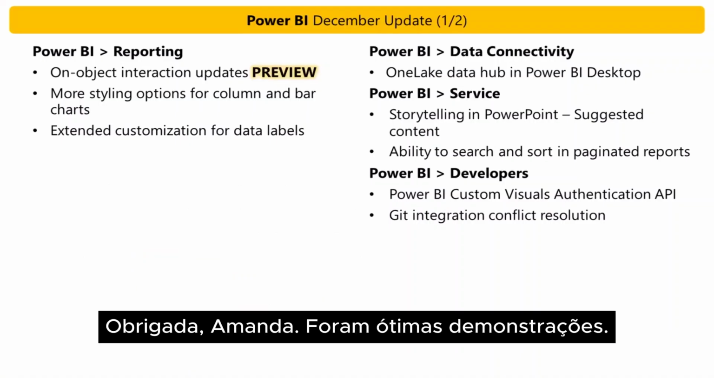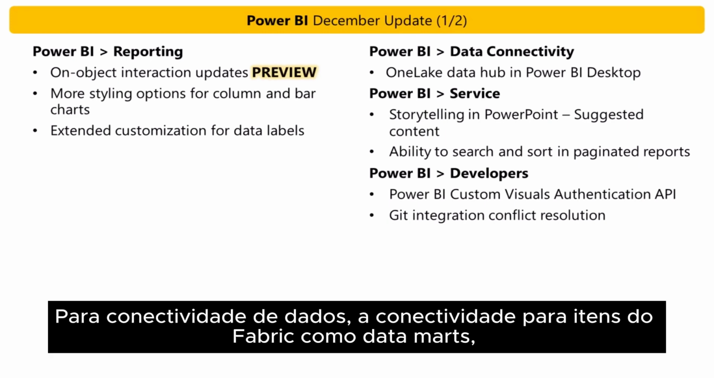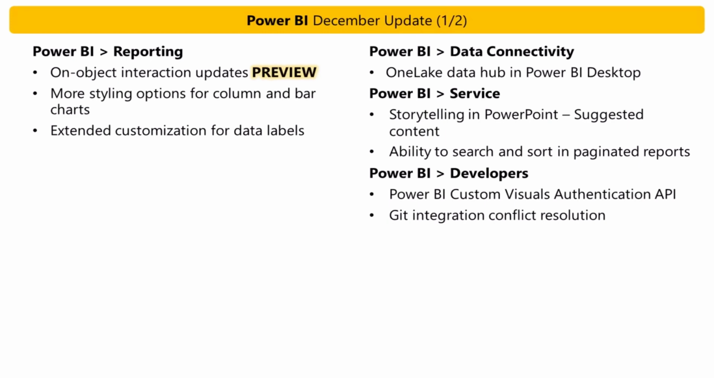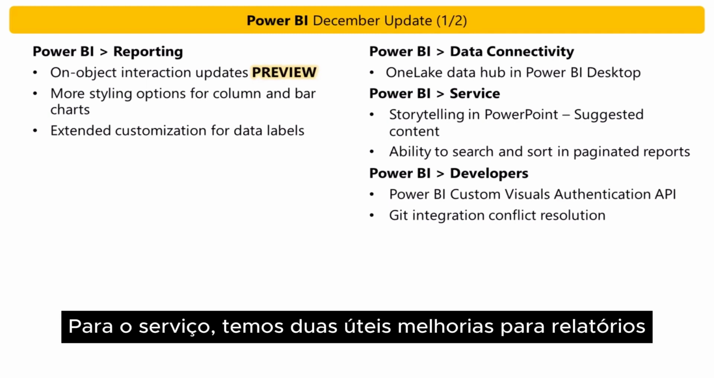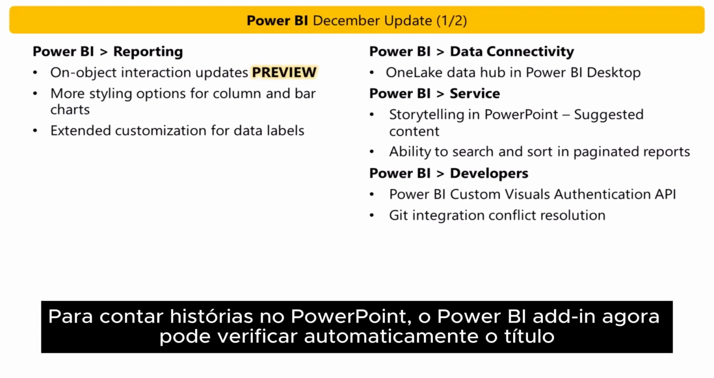Thanks, Amanda. Those were great demos. For data connectivity, the connectivity to Fabric items such as data marts, lakehouses, warehouses, and KQL databases via the OneLake Data Hub is now generally available. For service, we have two useful improvements for paginated reports. You can now search, and you can now sort on a column.